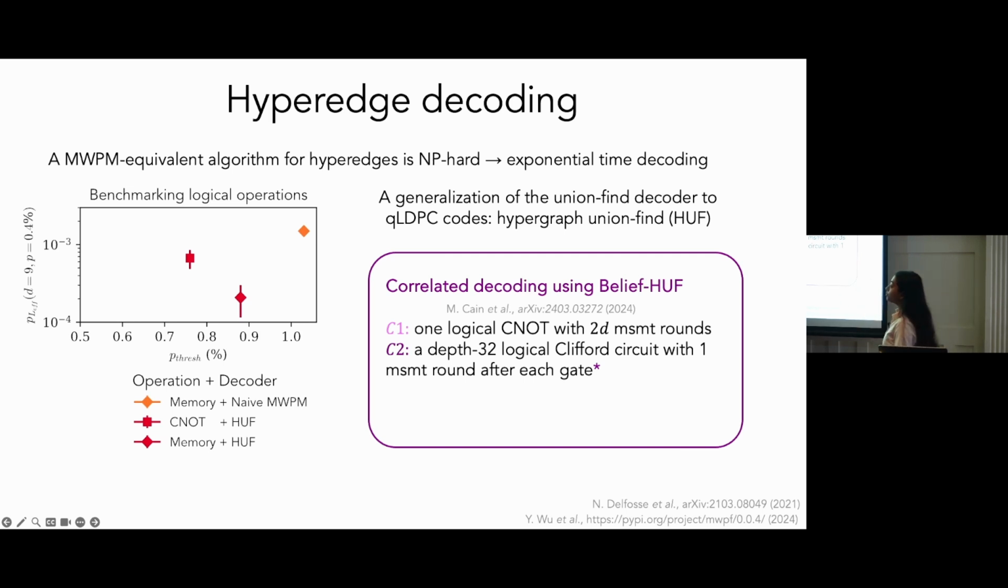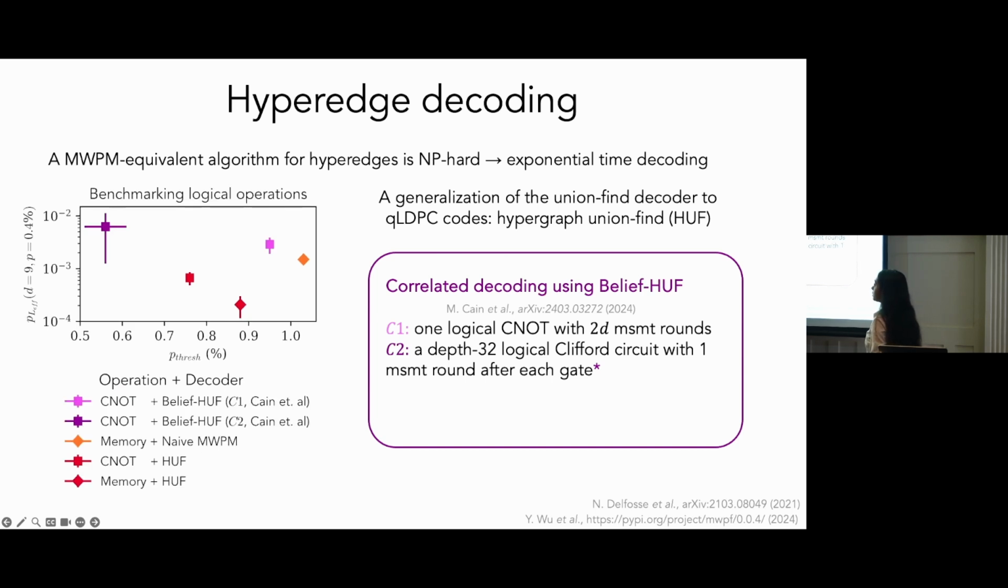And on this kind of parameter space, these two experiments look like this. So for the single logical CNOT, we see a threshold that's pretty much maintained at 0.95% and a certain logical error rate.